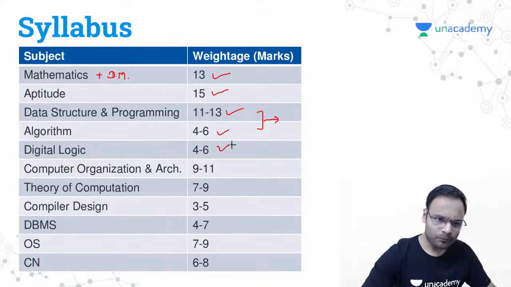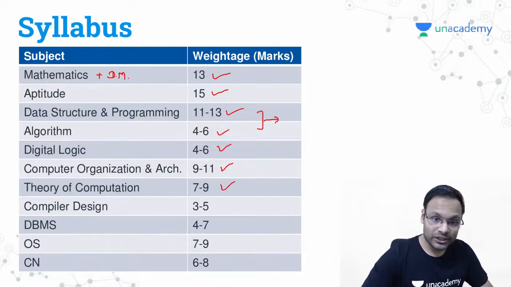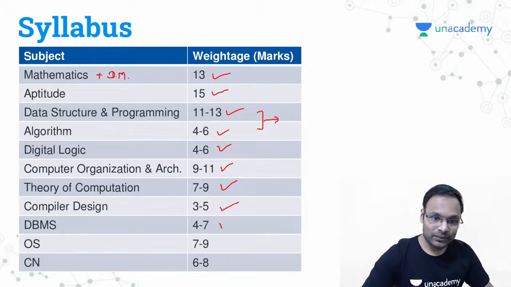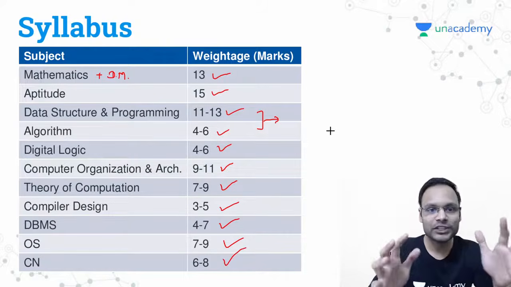Digital logic 4 to 6, COA 9 to 11, which is really vast. Theory of computation sometimes 7 to 9. Compiler design 3 to 5 marks, DBMS 4 to 7 marks, operating system 7 to 9 marks, CN 6 to 8 marks. These are the weightages of each and every course.